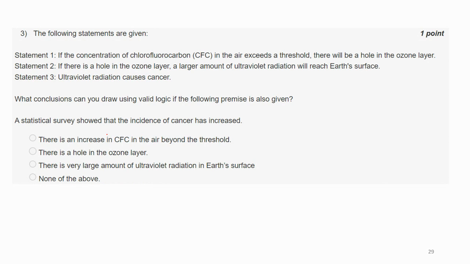Now the third one, the same thing is given. The statements are the same. If CFC increases, then there will be a hole in the ozone layer. If there is a hole in the ozone layer, then there will be an increase in the UV radiation on Earth's surface, and if there is an increase in the Earth's surface UV radiation, that will cause an increase in cancer.